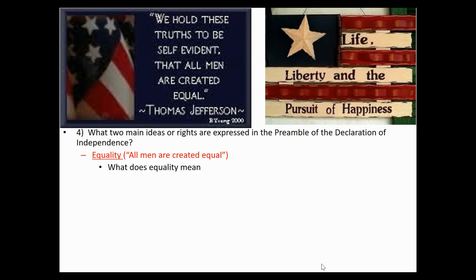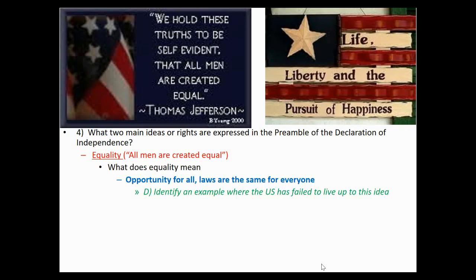The first idea of being an American is equality. All men are created equal, right? Now, what does equality mean? Well, keep this in mind.